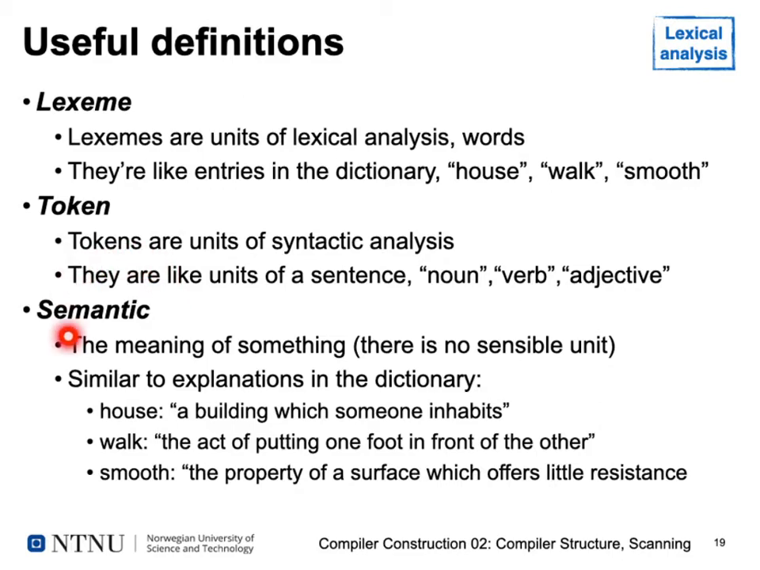And finally, we have semantics. So the semantics is the meaning of something. There is no unit for it. You cannot count it or something. It just implies what the program is actually doing. And the semantics is somehow similar to explanations in the dictionary. So a house might be defined as a building which someone inhabits, or to walk is the act of putting one foot in front of the other, and so on and so forth. So essentially, with semantics, we describe what whatever unit we're going to talk about is actually going to do.